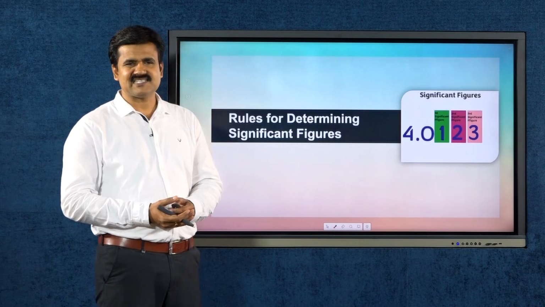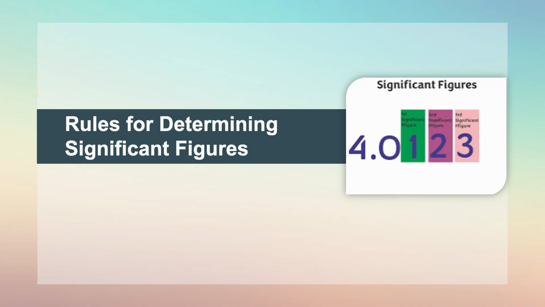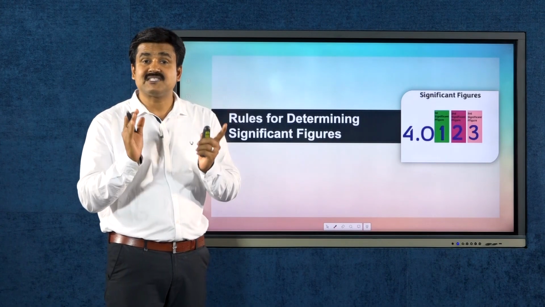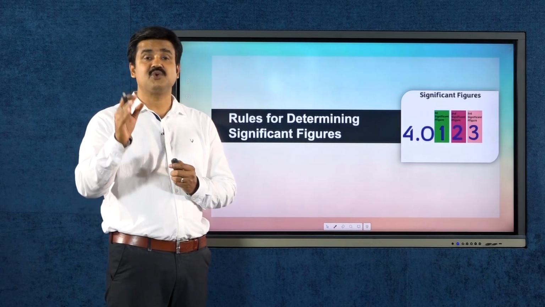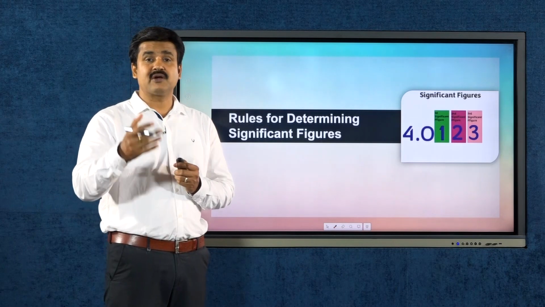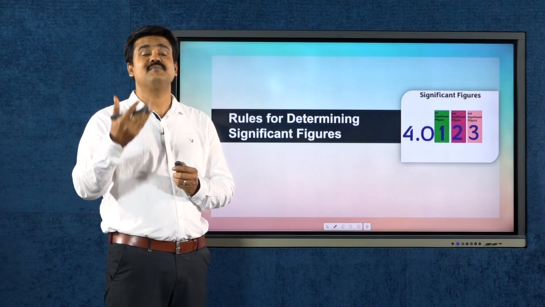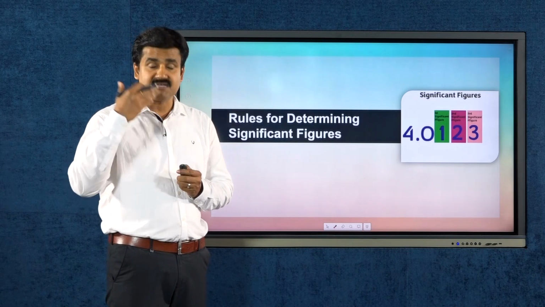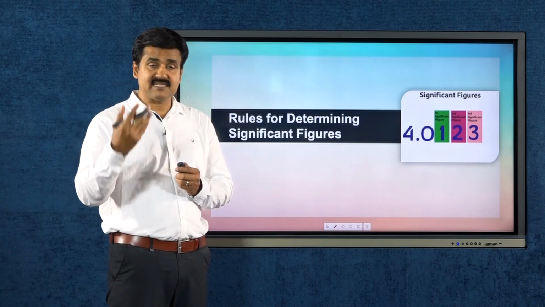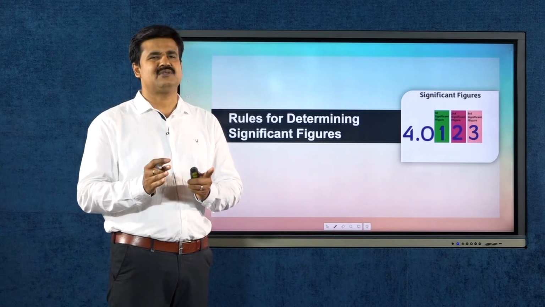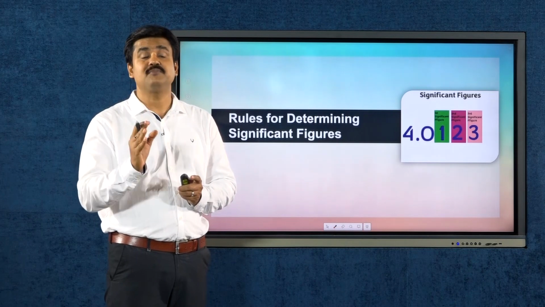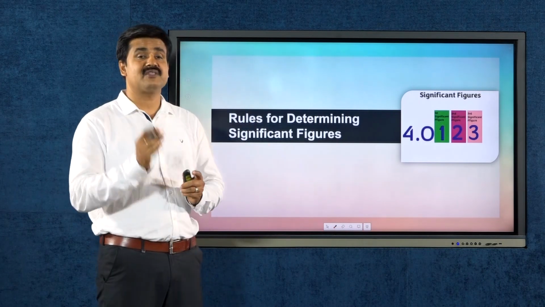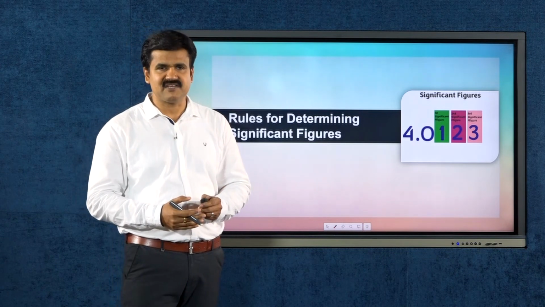Now we are focusing on the rules for determining significant figures in a measurement. This is one of the most important aspects of analytical chemistry, analytical science. In every analysis, you have to make several measurements. In order to increase the precision of the measurement, you have to think about the number of significant figures. The higher the number, the higher the precision. So, finding the number of significant figures is done by adopting certain rules, and we are focusing on those rules.